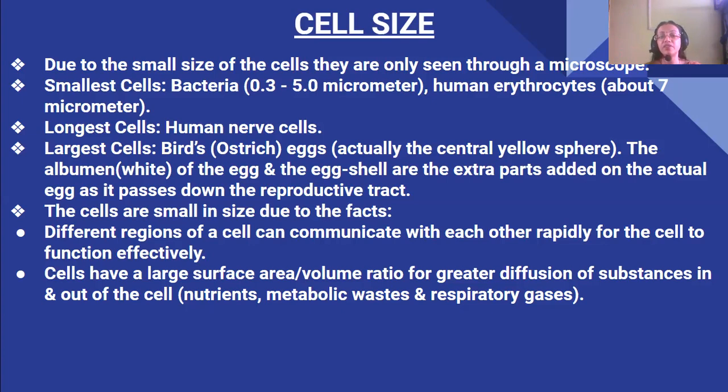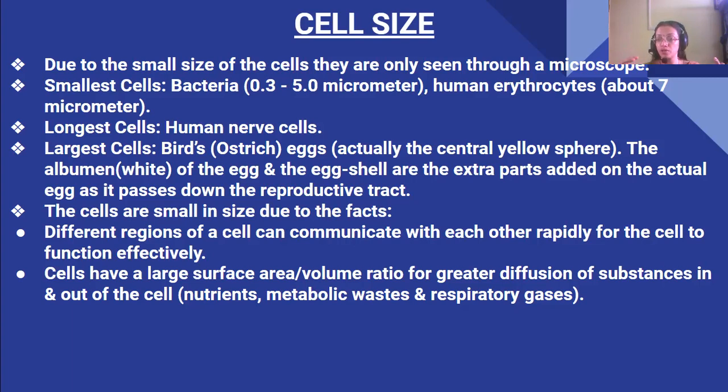Then cells have a large surface area versus volume ratio for greater diffusion of substances in and out of the cell, like nutrients, metabolic wastes, and respiratory gases. What happens? The cells have a large surface area by volume ratio, so that the surface can perform diffusion of the substances in and out of the cell.